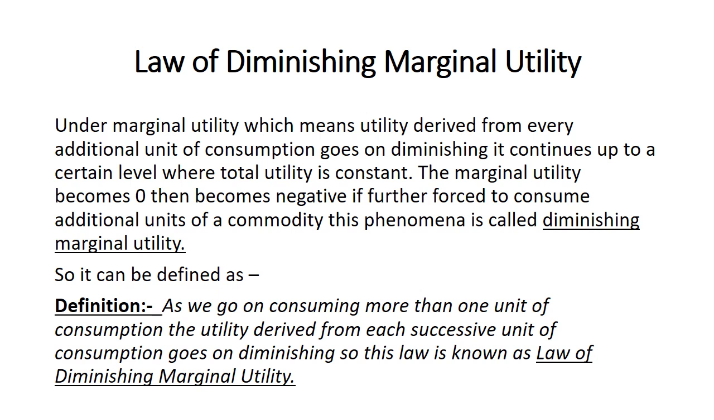Now the next one, which is the main portion of this particular topic, is the law of diminishing marginal utility. This concept of marginal utility was basically converted into a law which states that utility derived from every additional unit of consumption goes on diminishing as it continues up to a certain level where total utility is constant. The marginal utility becomes zero, then it becomes negative if we are further forced to consume additional units of a commodity, and this phenomenon is known as diminishing marginal utility.